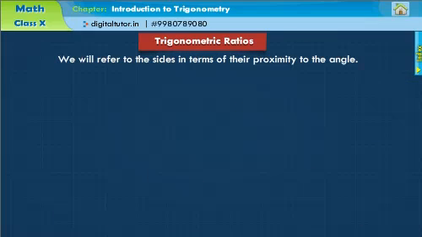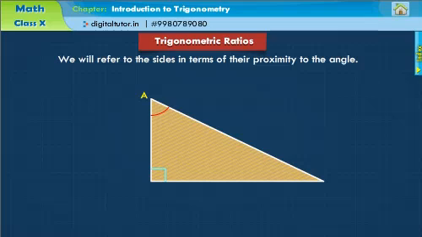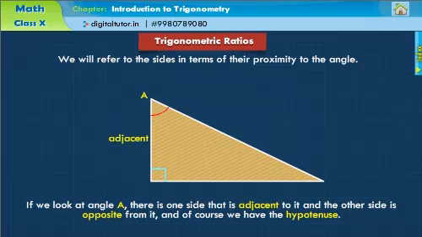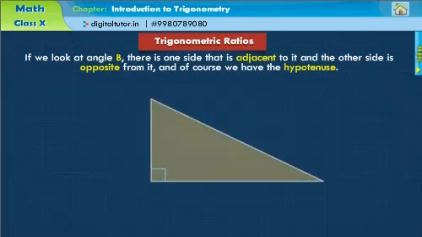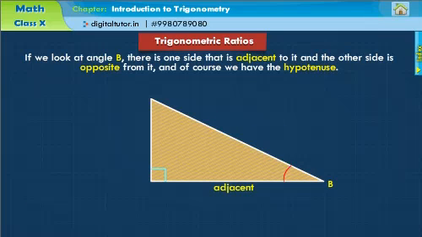We will refer to the sides in terms of their proximity to the angle. If we look at angle A, there is one side that is adjacent to it and the other side is opposite from it, and of course we have the hypotenuse. If we look at angle B, there is one side that is adjacent to it and the other side is opposite from it, and of course we have the hypotenuse.